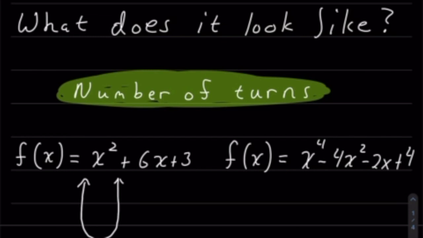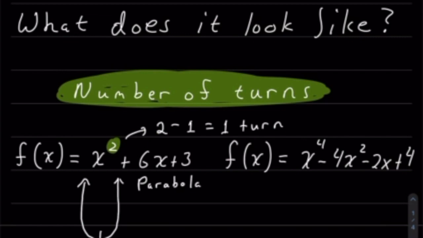Okay, it's the parabola. But here's an interesting thing to know. The reason that this parabola has one turn is because the highest exponent is a 2, and the number of turns is equal to the highest exponent, 2 minus 1. Take away 1 all the time. So this polynomial will have one turn, 2 minus 1. And here's the one turn.